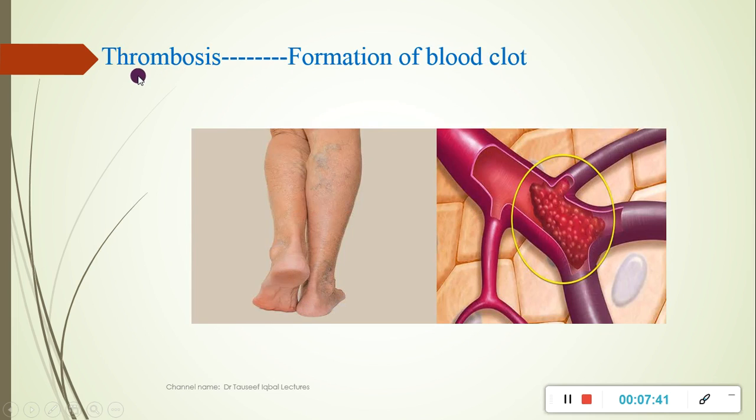Next one is thrombosis. So formation of blood clot. So basically this is a blood clot inside vein. So thrombosis can occur mostly in veins. It may also happen in arteries, but specifically inside veins or in major veins. So this is a collection of blood cells, and they have blocked the main artery or vein. So this is thrombosis.